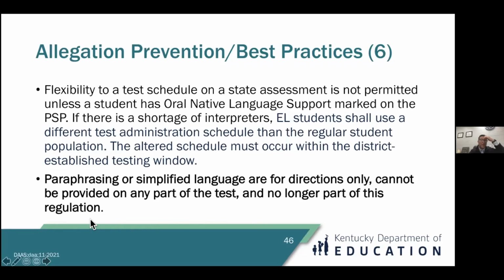So make sure that you understand that flexibility to a test schedule on a state assessment is not permitted unless a student has oral native language support marked on the PSP. If there is a shortage of interpreters, EL students shall use a different test administration schedule than the regular student. And of course, you would get support from your DAC on this. Paraphrasing or simplified language are only for directions on this part of the test only, and cannot be provided on any part of the test, no longer part of the regulation.